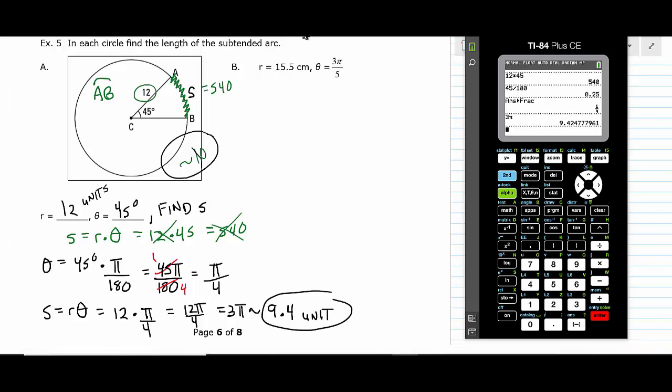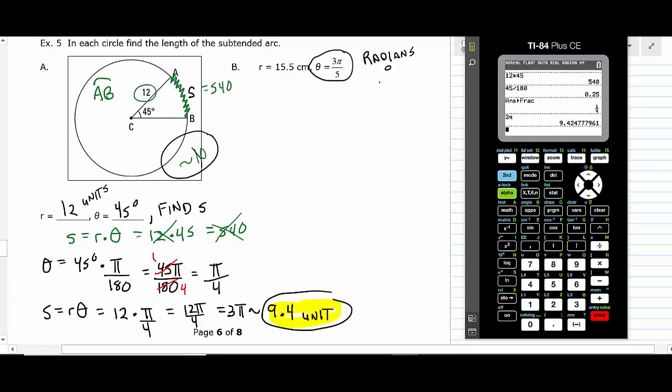Okay, so let's see. The next thing I wanted to do is something kind of backwards. I've given you the radius is 15.5 centimeters, and then I've given that theta is 3 pi over 5. First question I want to ask you, is this in radians or is that degrees? And how do you know? Yeah, that's radians.